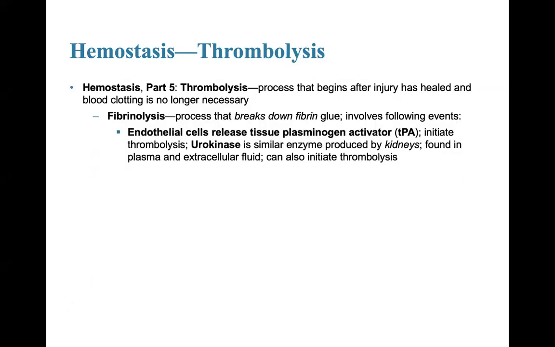The fifth stage is thrombolysis. This is a process that begins after injury has healed and blood clotting is no longer necessary. Fibrinolysis is a process that actually now starts to break down the fibrin glue, and it involves the following events. Endothelial cells release an enzyme called tissue plasminogen activator, or TPA. This will initiate thrombolysis, and TPA is essentially a clot buster.